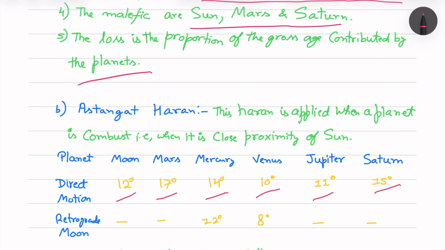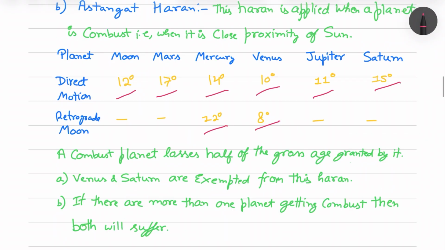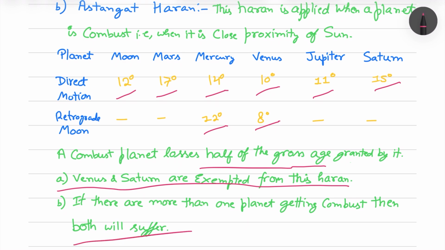And in retrograde motion only Mercury and Venus can get combust, within 12 degrees for Mercury and within 8 degrees for Venus. And the rule is the combust planet loses half of the gross age granted by it, and Venus and Saturn are exempted from this Haran. And if more than one planet is getting combust, then both will suffer.